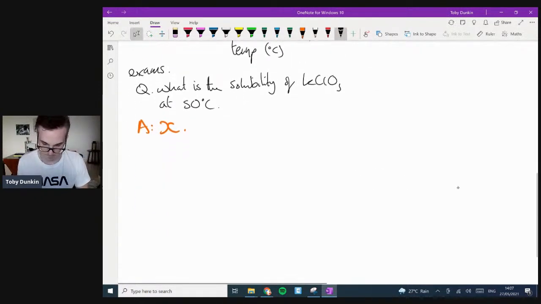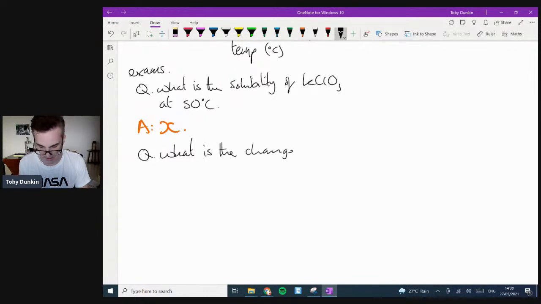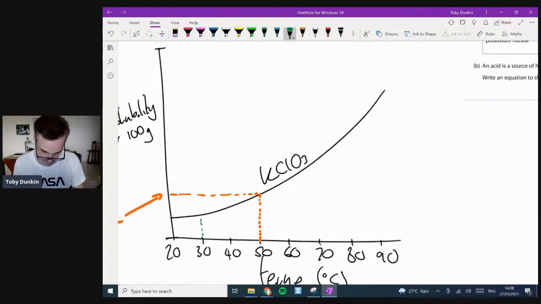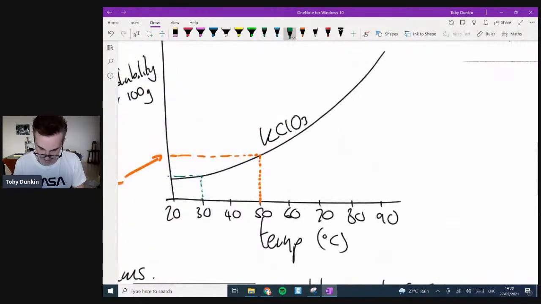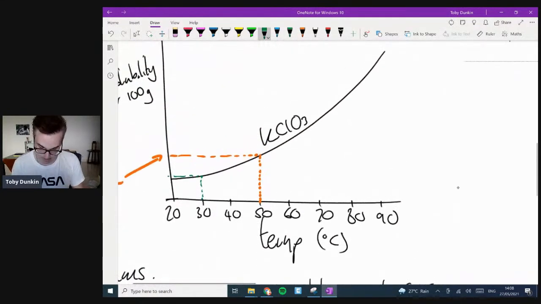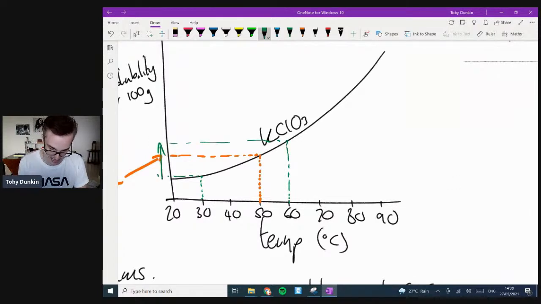Next question might be, what is the change in solubility between 30 degrees Celsius and 50 degrees Celsius? Show your working on the graph. And what you do is find 30 and draw your lines off. Did I say 50 or 60? 50, darn it. I'm going to go for 60 just because I've not drawn a line there yet. Let's go for 60. Now I draw up from 60 with my ruler, and then draw across with my ruler, and then that is the answer.